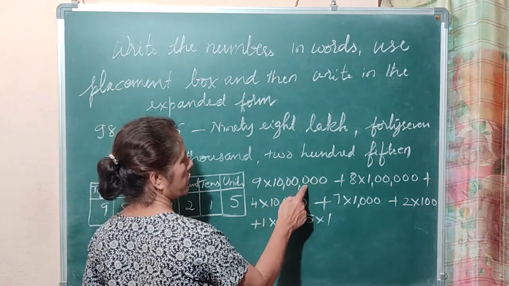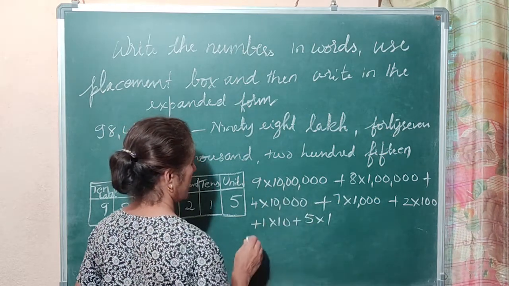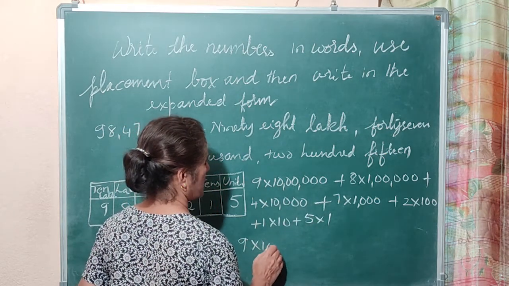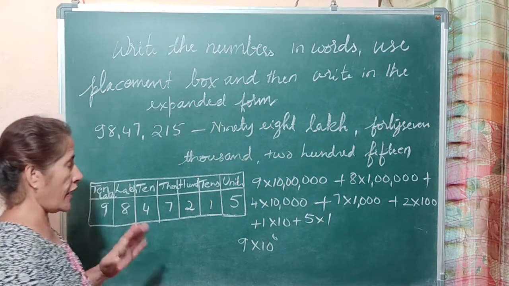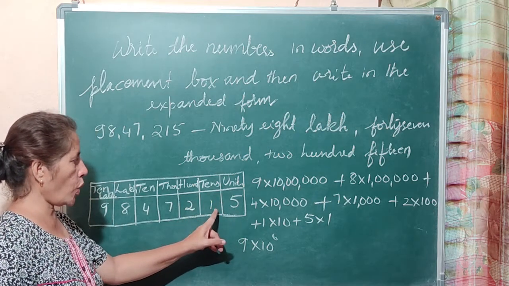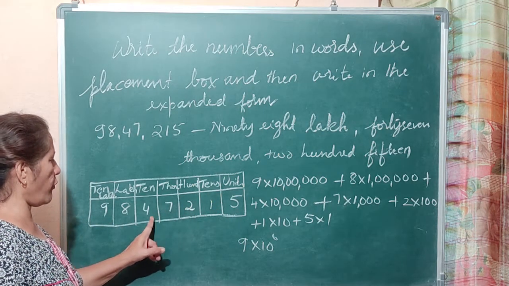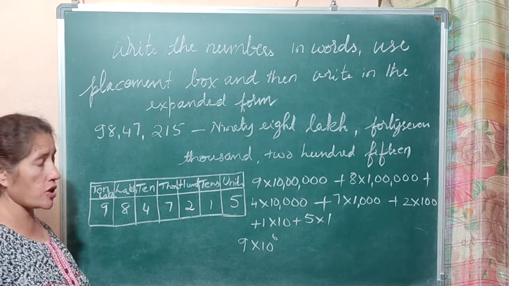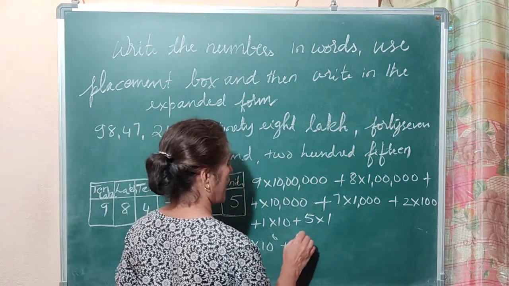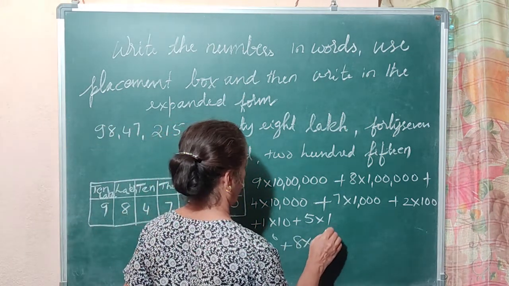So 1, 2, 3, 4, 5, 6: 9 into 10 to the power of 6. If you want to verify, 10 to the power of 0, 1, 2, 3, 4, 5, 6. We are right. Plus 8 into 10 to the power of 5.